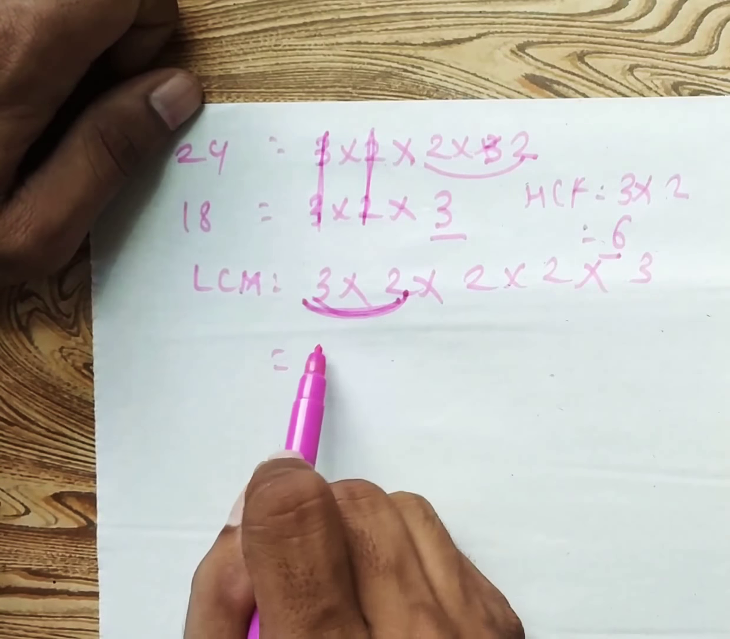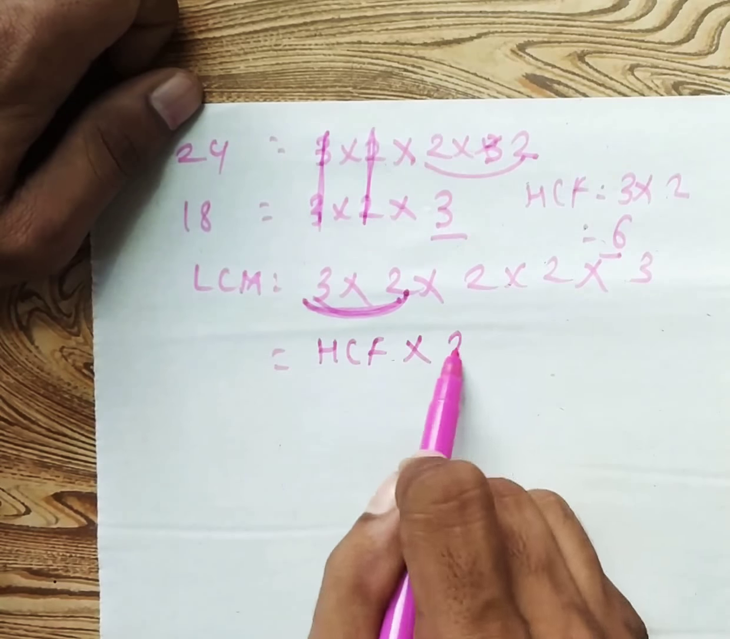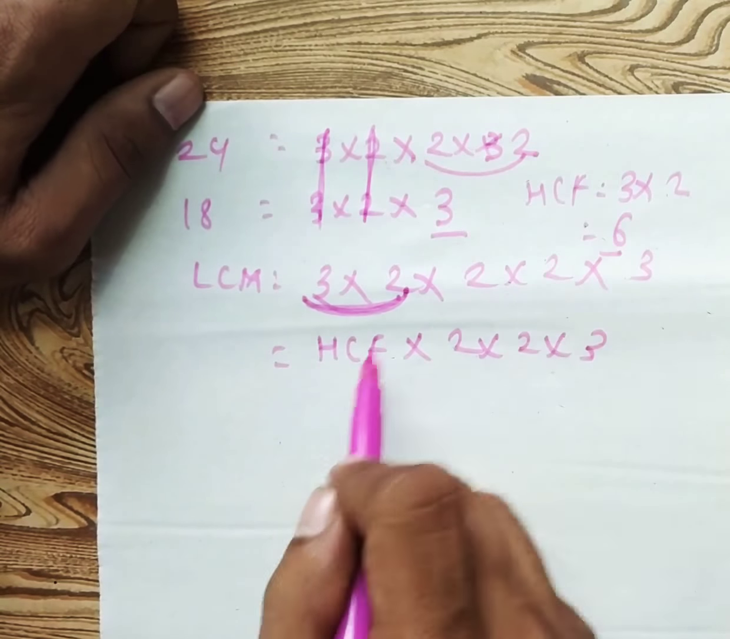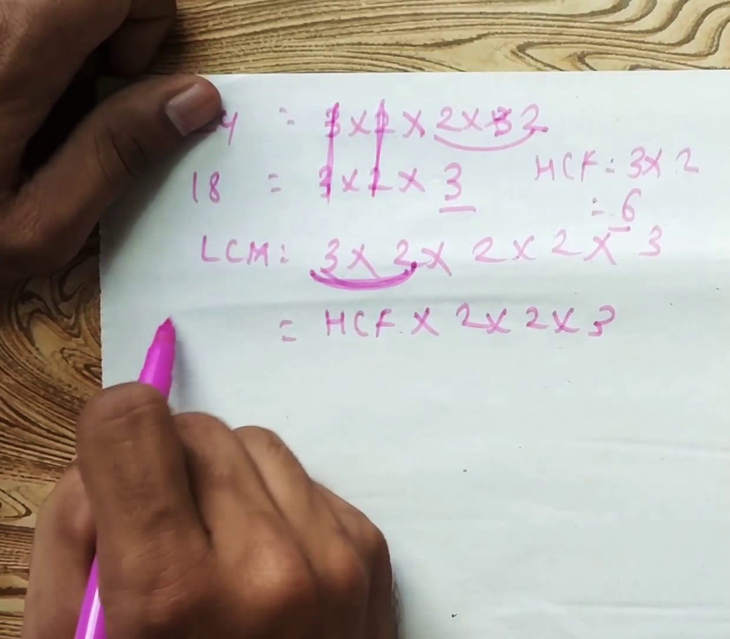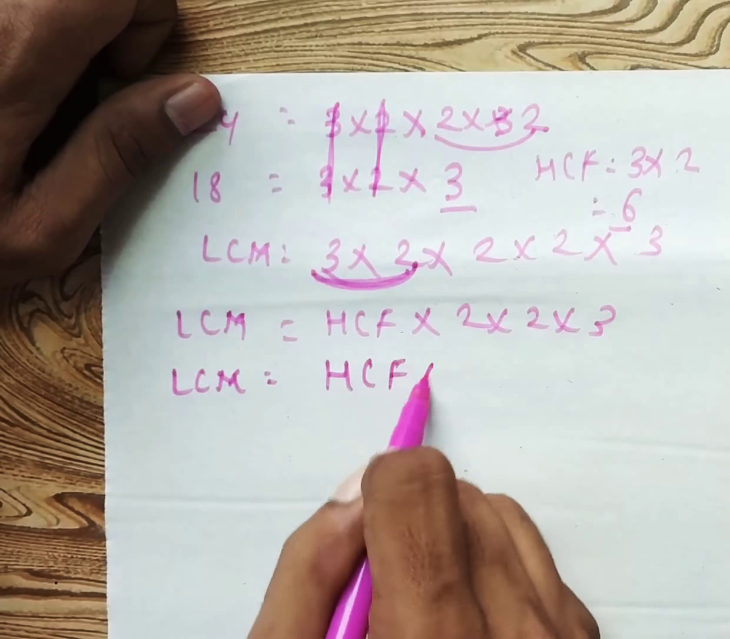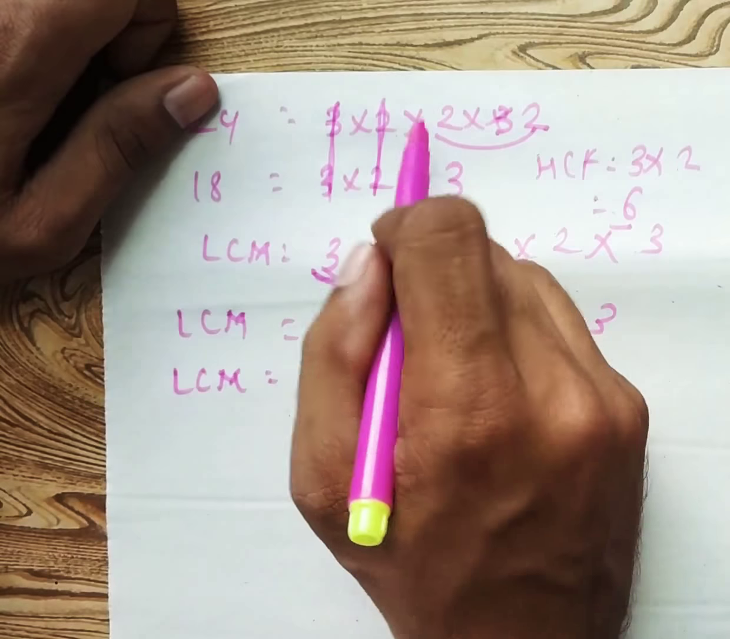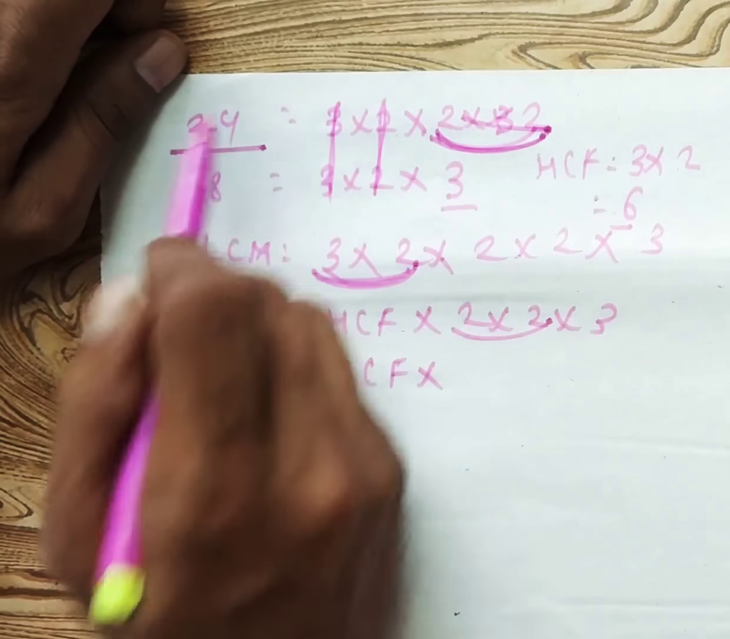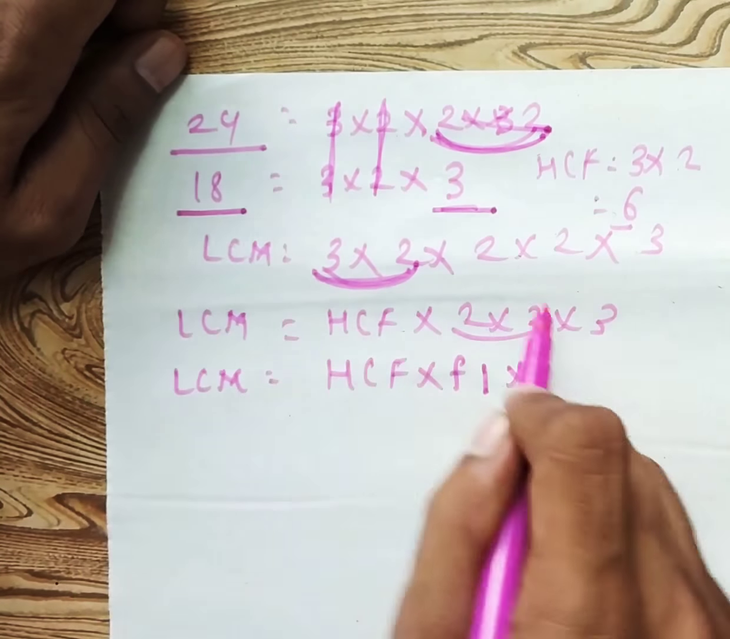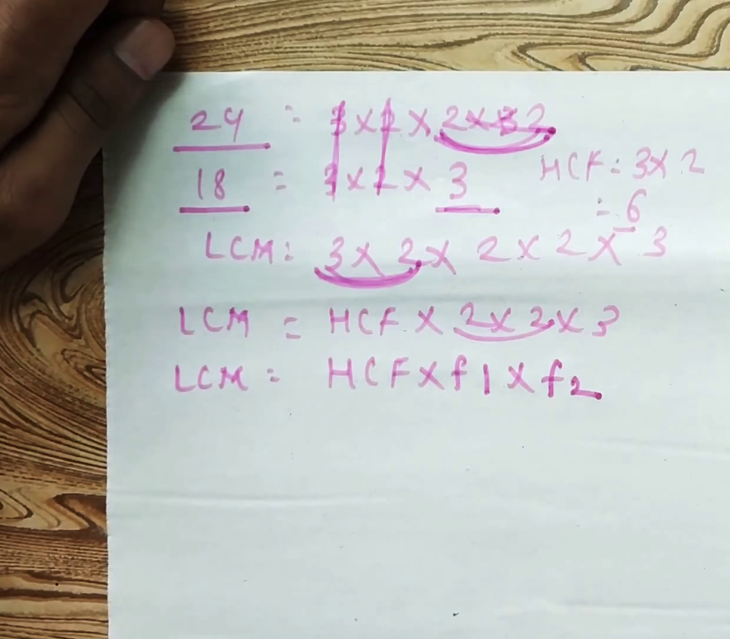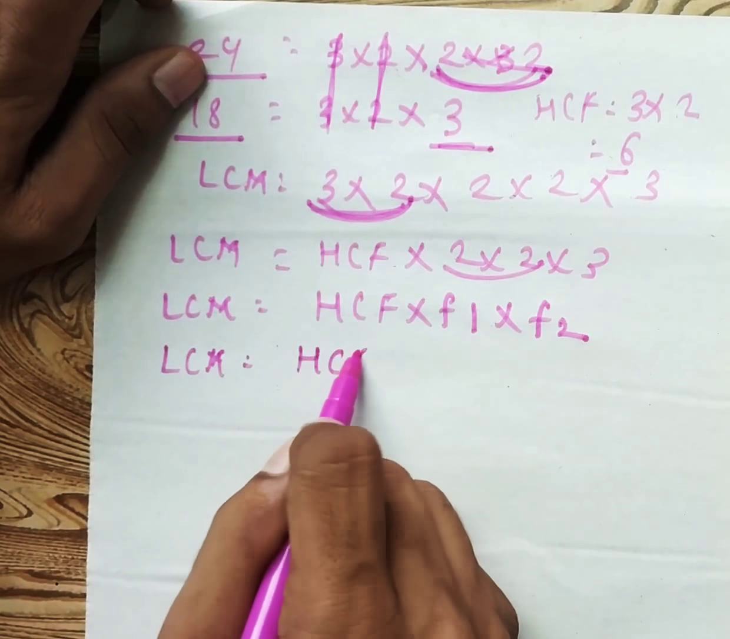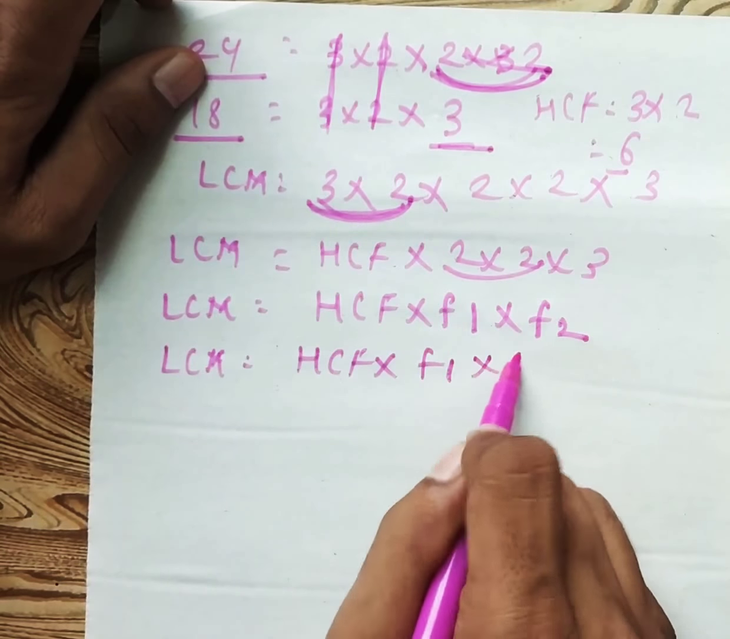I can write it down as HCF into 2 into 2 into 3, means this 6 into 2 into 2 into 3, means 3 into 2 into 2 into 2 into 3. So I got here LCM is equal to HCF into 2 into 2, which is the factor of this number 24, so I can write it as F1, and 3 is the factor of 18, so I can write it as F2. So we can conclude that the LCM is always the multiplication of the HCF into factor 1 and factor 2.